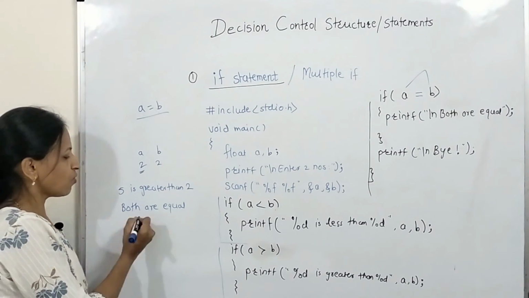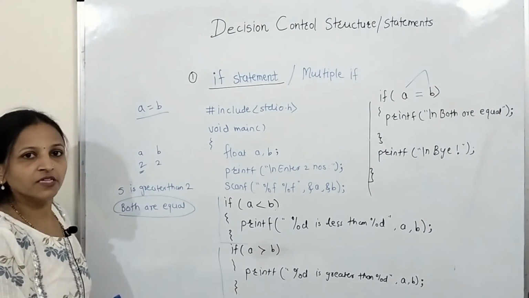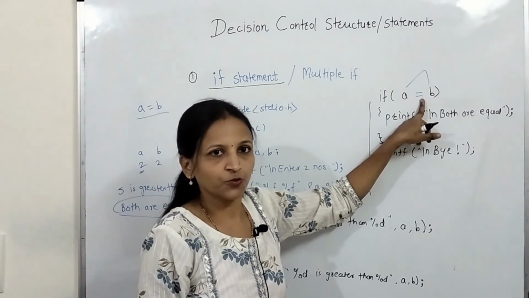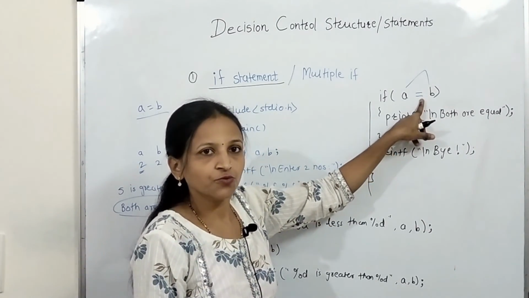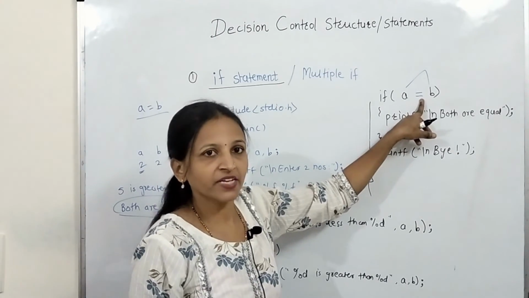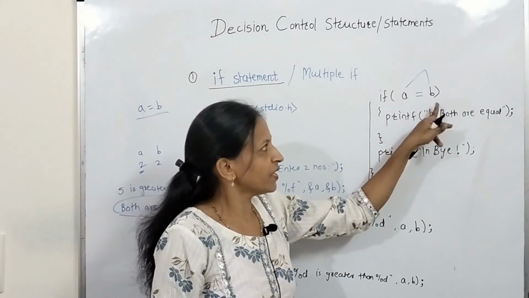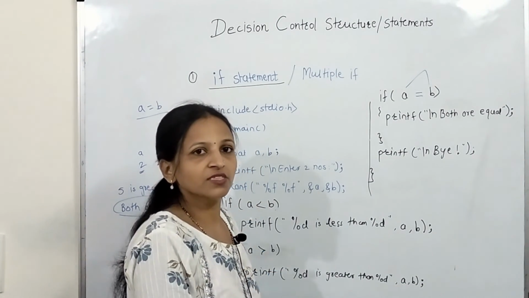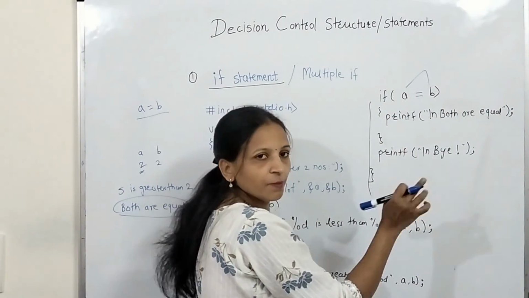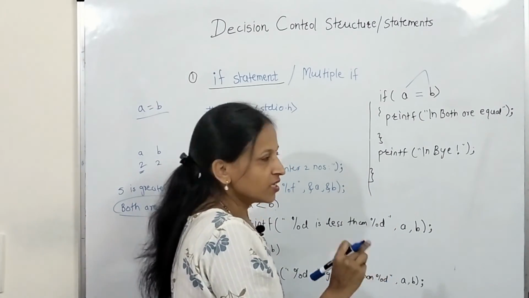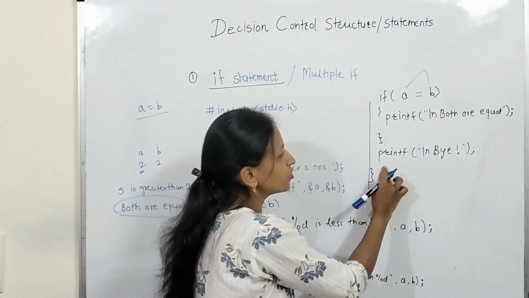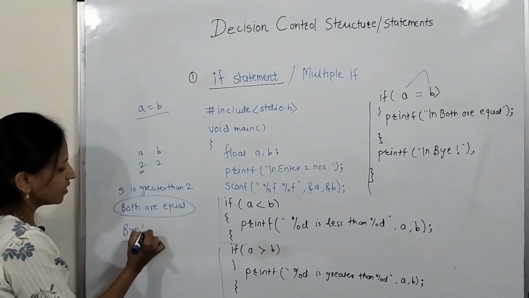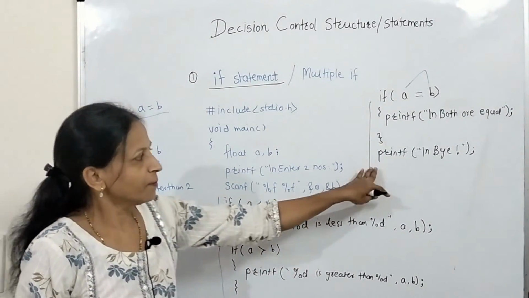Actually this is wrong, but this happens if you write single equal to instead of double equal to. Getting? That double equal to is a comparison operator. If we want to compare between two operands, then always use that one. If you are not using that, then this is what will happen. Now after that control will come here and will display bye, and the execution will stop here.